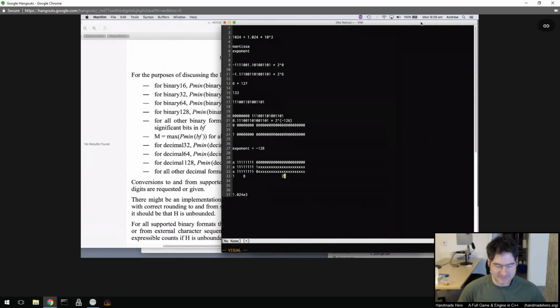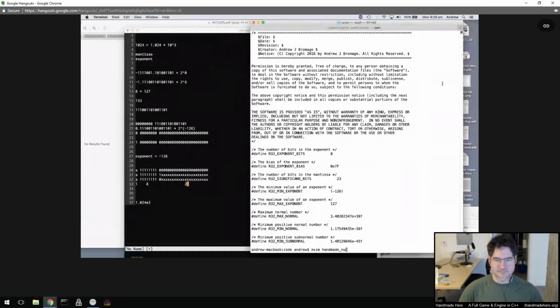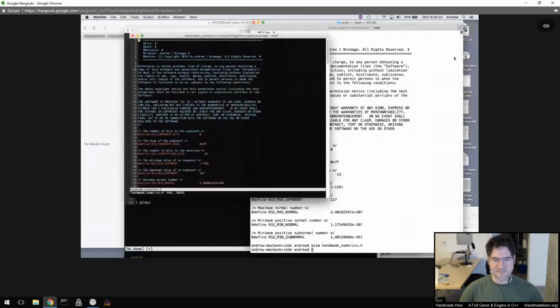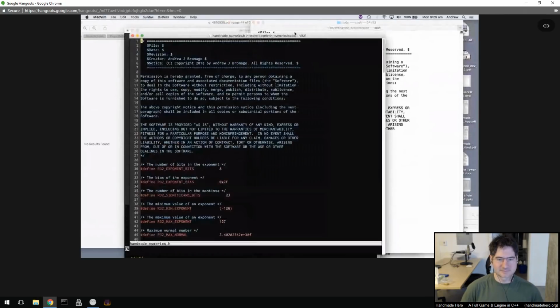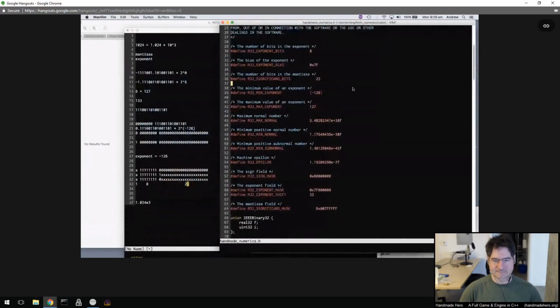All right, now we will go on. Let's have a look at the little header file I wrote you, which is handmade numerics. I've put it under an MIT license, so anyone can have a copy of this. It defines a lot of the constants that we need for floating point numbers at the bit level. Are those colors all right, by the way? Yeah, they look fine to me.